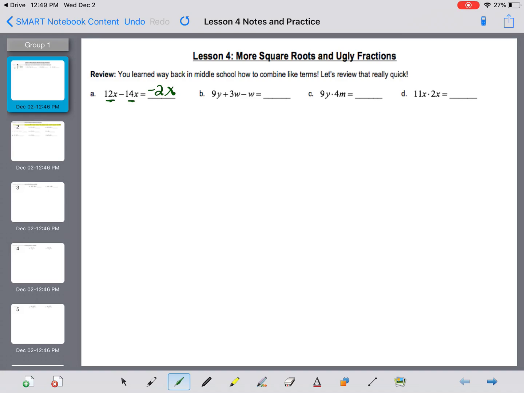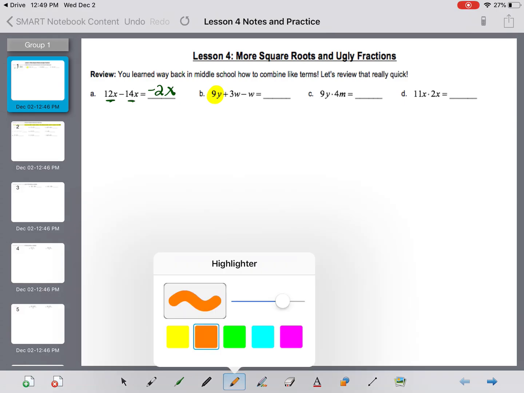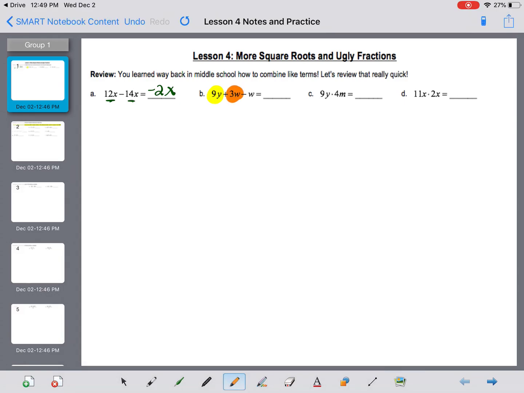If we take a look at b, this has a y, but this term has a w, and this term has a w. So we can combine the two w terms. There's nothing we can do with that 9y, so it's just going to stay 9y. But 3w minus, and that's technically a 1, 3w minus 1w is 2w. So that just becomes 9y plus 2w. We can't combine the y and the w because they are not like terms. They don't have the same variable.